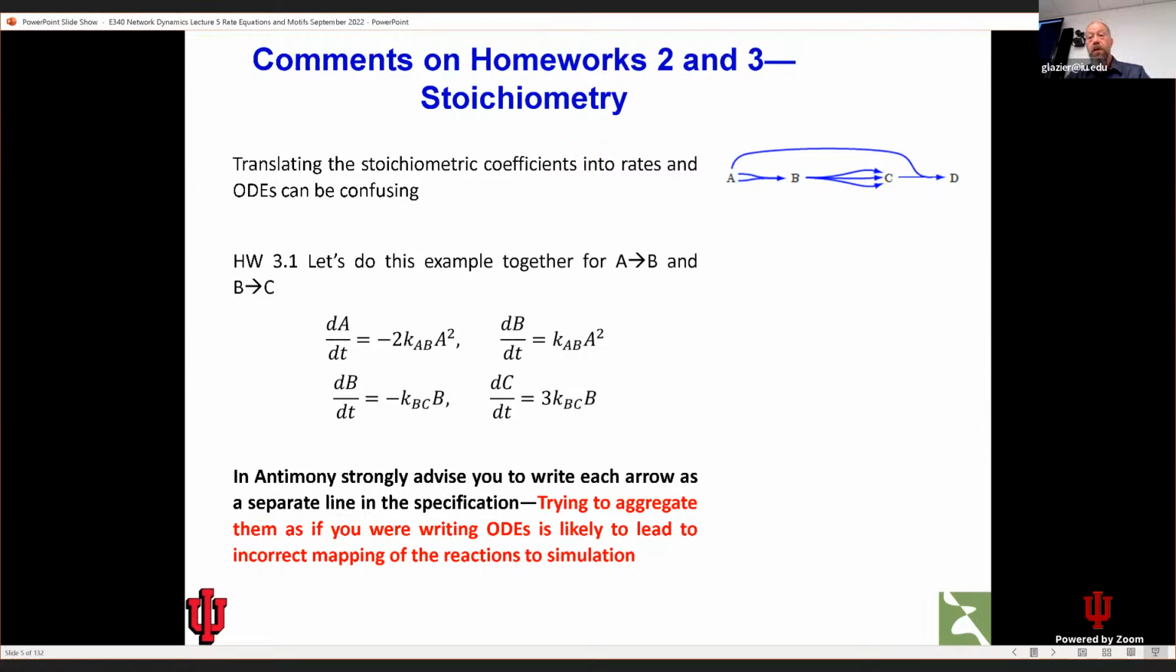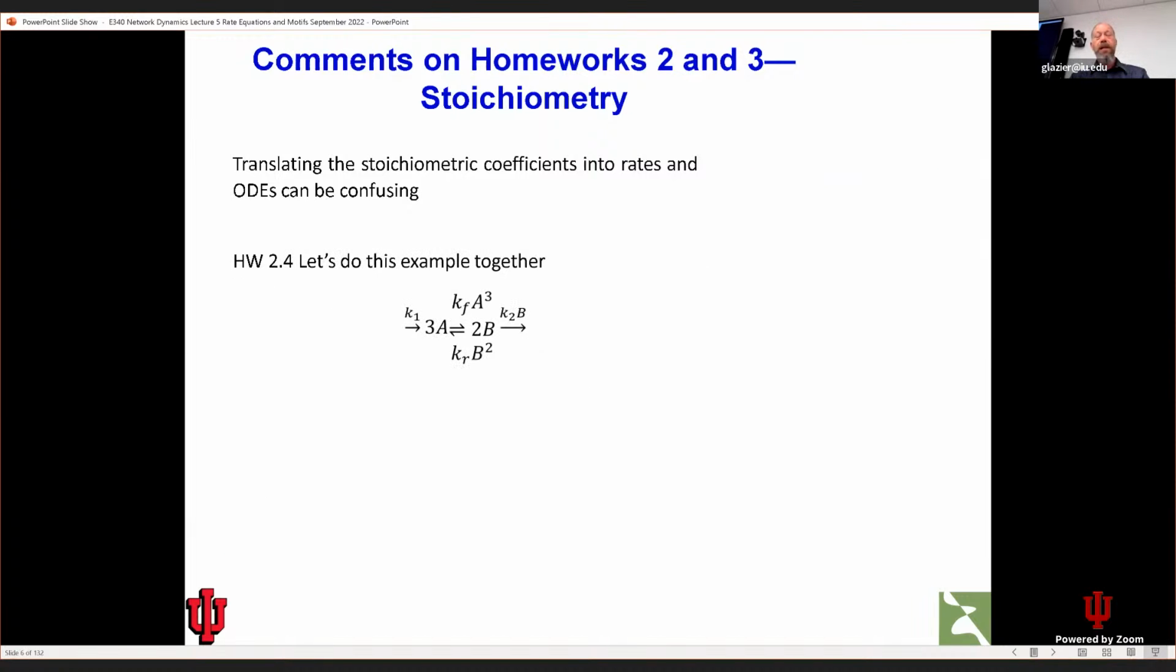And some of the examples in the homework were situations where, in fact, if you do that aggregation, you get the wrong answer. So I want to bring that up here, because it's a general principle that when you're writing Antimony, you don't do that aggregation. You keep each line separate. So let's do that now as an example. Here's one where, if you try to aggregate your rates into single lines of Antimony, you'll get the wrong answer. So why don't we think about this?